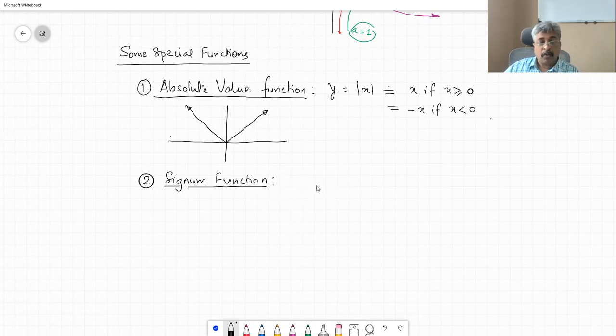Signum, y is equal to sgn of x, is like this.